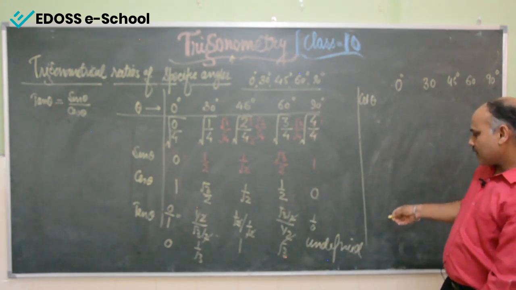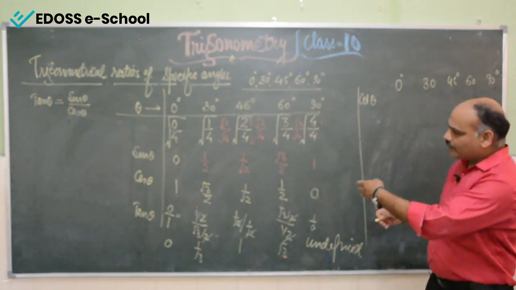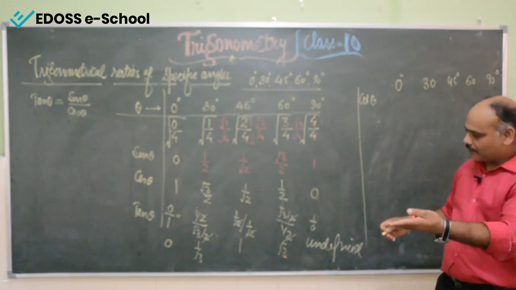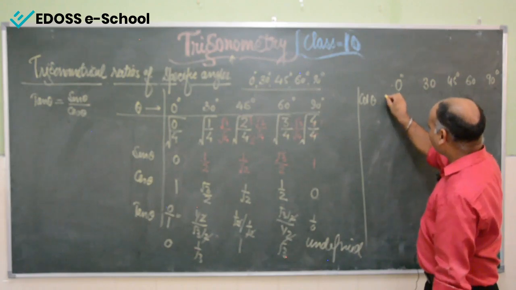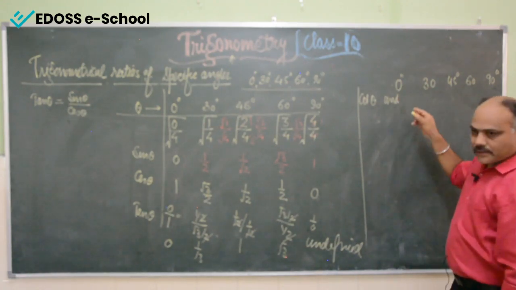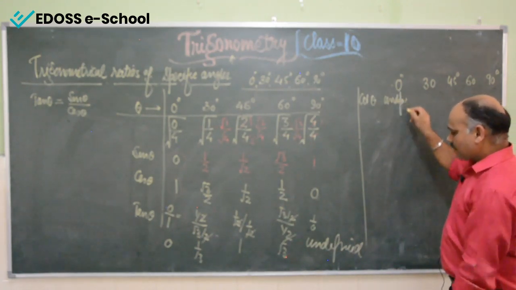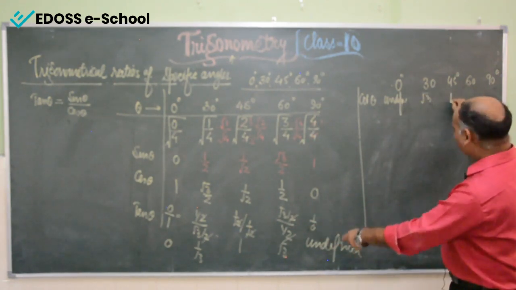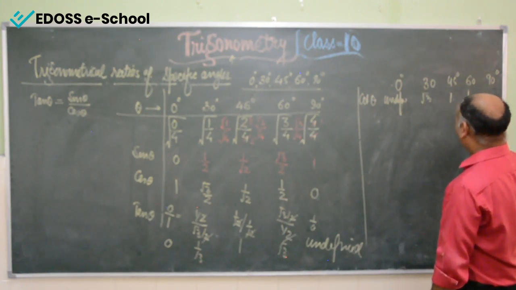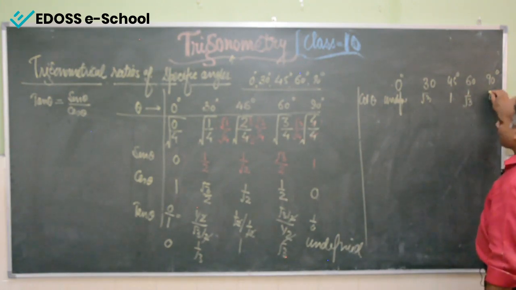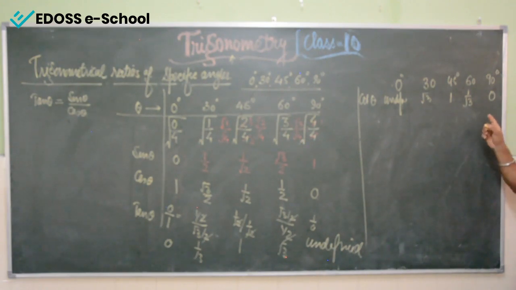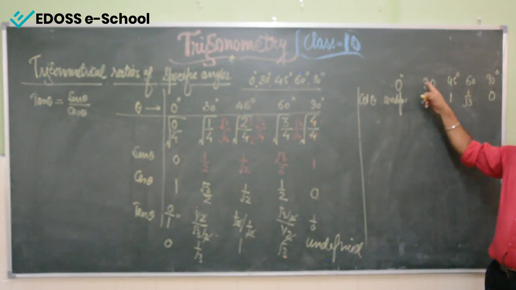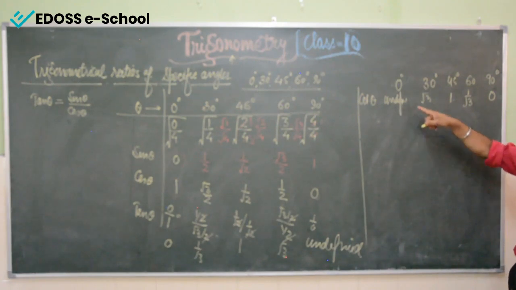For changing the sequence, tan theta can be written as 1 upon cot theta. Tan and cot are reciprocals. That means the first value is undefined, then the second one is equal to root 3, this will be equal to 1, this will be equal to 1 by root 3, and this will be equal to 0. These are the terms for cot theta. Cot 0 is equal to undefined, cot 30 degree is equal to root 3, cot of 45 is equal to 1, cot of 60 is equal to 1 by root 3, and cot of 90 is equal to 0.